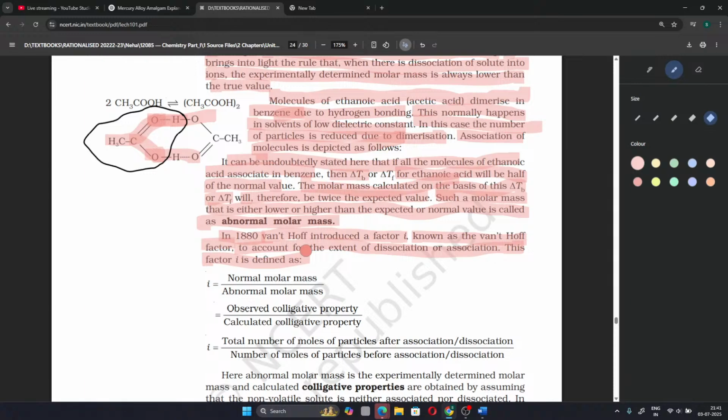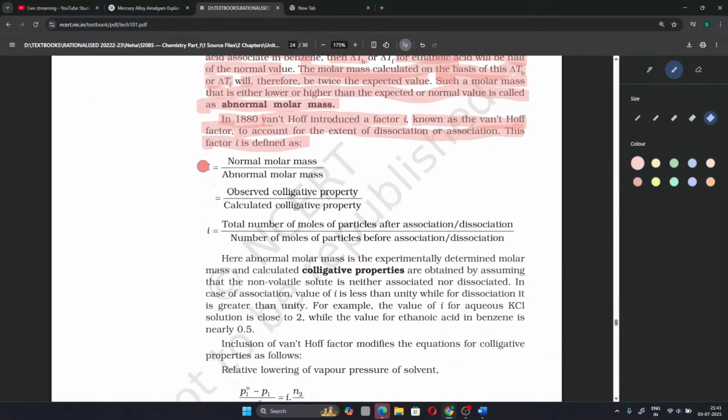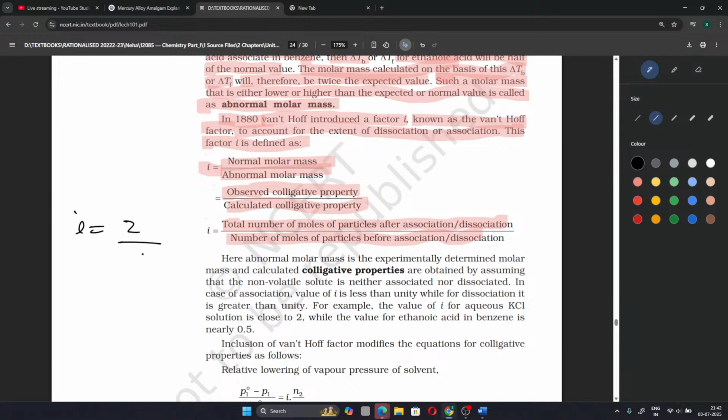This Van't Hoff factor is defined as i equals normal molar mass by abnormal molar mass, which can also be defined as observed colligative property by calculated colligative property. i equals total number of moles after association or dissociation by number of moles before association or dissociation. For example, for KCl, after dissociation it is 2, before it's 1. For KCl, i is 2.